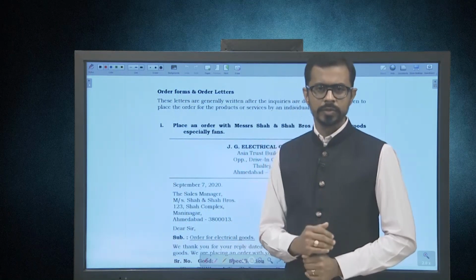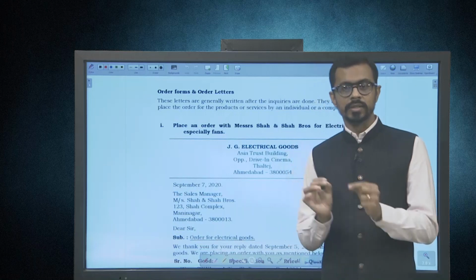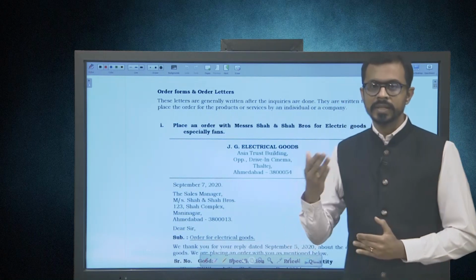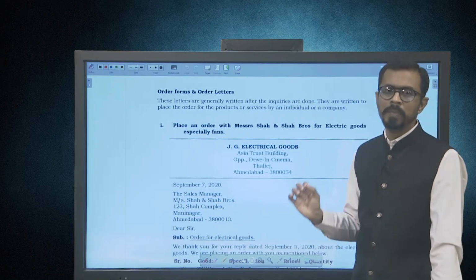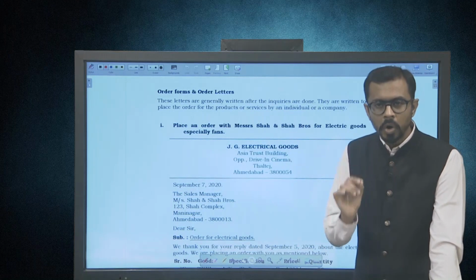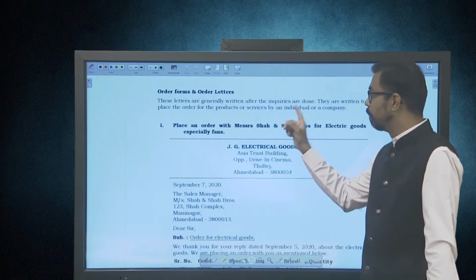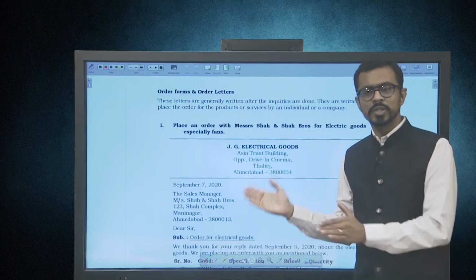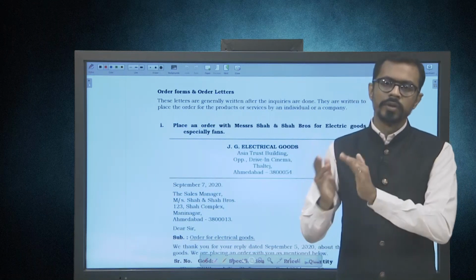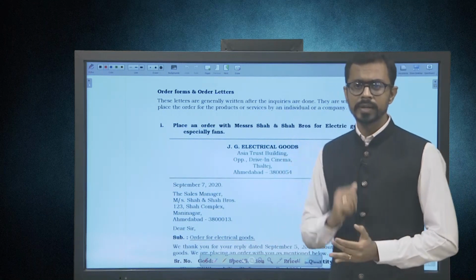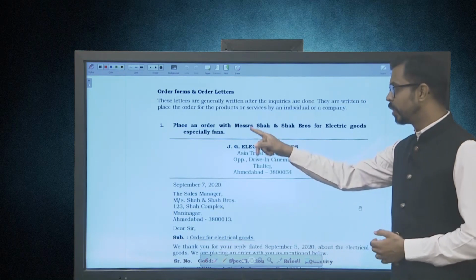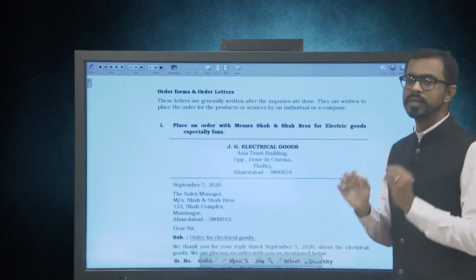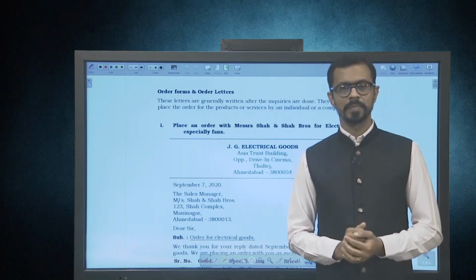What are order letters? Order letters are generally written after the inquiries are done. As the name suggests, they are written to place the order for the products or services, which could be done by an individual or by a company. Let us look at a few examples of order letters. Let us look at the first one. Place an order with Messrs. Shah and Shah Brothers for electrical goods, especially fans.